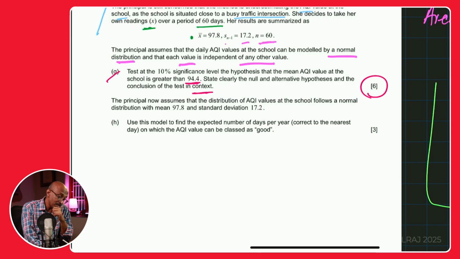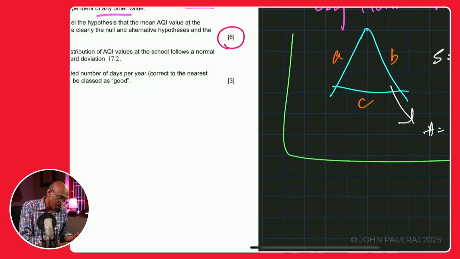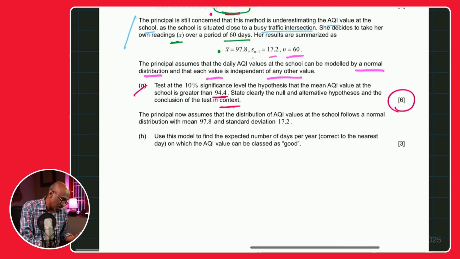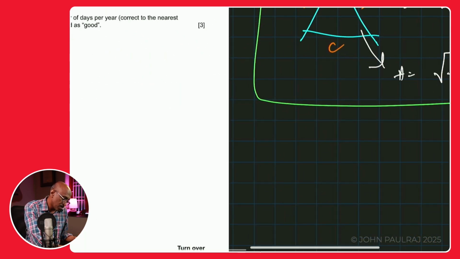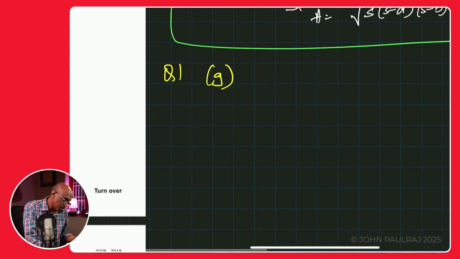All right, and whenever you write the hypothesis, remember you should write it in terms of the population parameter. Okay, although it's given as X bar, you've got to write it as population parameter, and the null hypothesis is always the status quo. So we will say that it is 94.4, but the alternative is claiming that it is greater than 94.4. So where are we? I'll just continue here. G. Okay, so question 1G, null hypothesis.